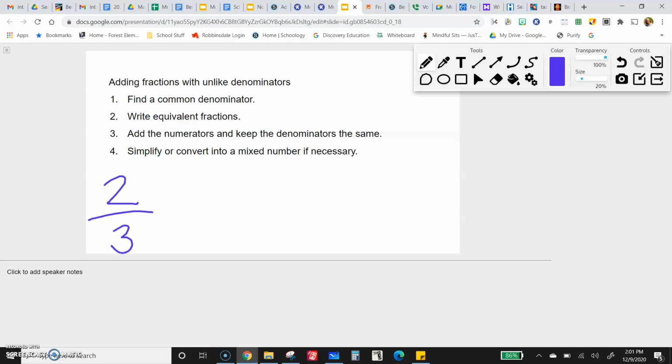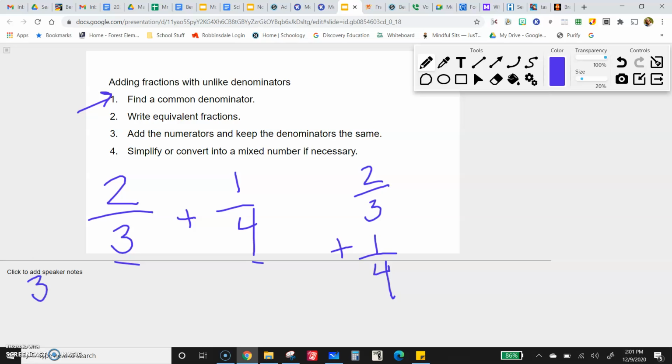So if I have 2/3 plus 1/4. Now sometimes I like to write them vertically. So if you have a piece of paper, I think it's easier if you write them on top of each other like that. So the first step is to find a common denominator. Well, remember when we were comparing and ordering, we just write the multiples of both of the denominators. So I'll write 3, 6, 9, 12, 15, 4, 8, 12. Ooh, 12 is the same. So that's how I find my common denominator.